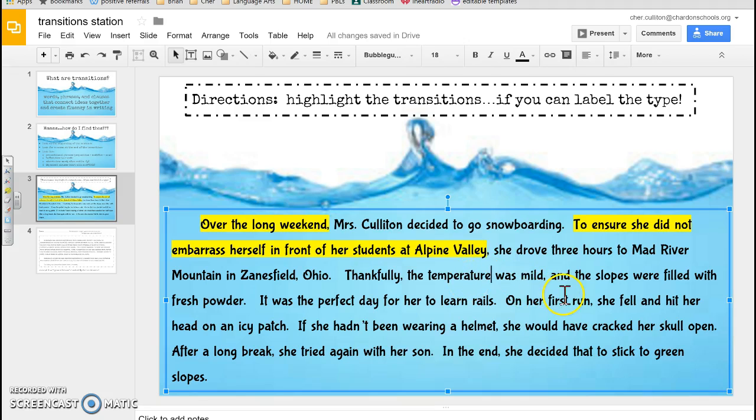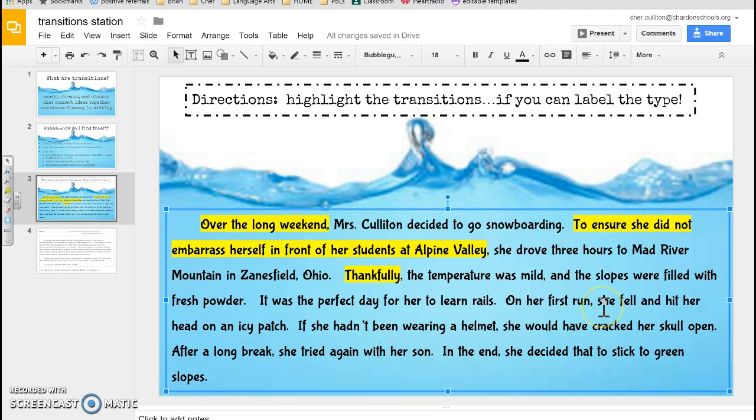Thankfully, the temperature was mild and the slopes were filled with fresh powder. Looking at the beginning of my sentence, I see thankfully, one of those words that end in ly, must be an adverb, and I see a comma at the end of it. It was the perfect day for her to learn rails. It is my first word in this sentence. I don't see a comma, and I don't see any kind of phrasing. It is actually the subject of the sentence. The subject of your sentence is not going to be a transition. So this sentence has no transition.